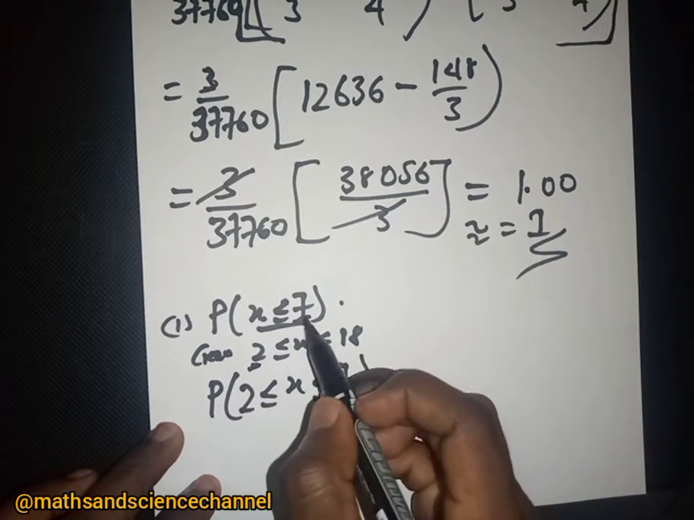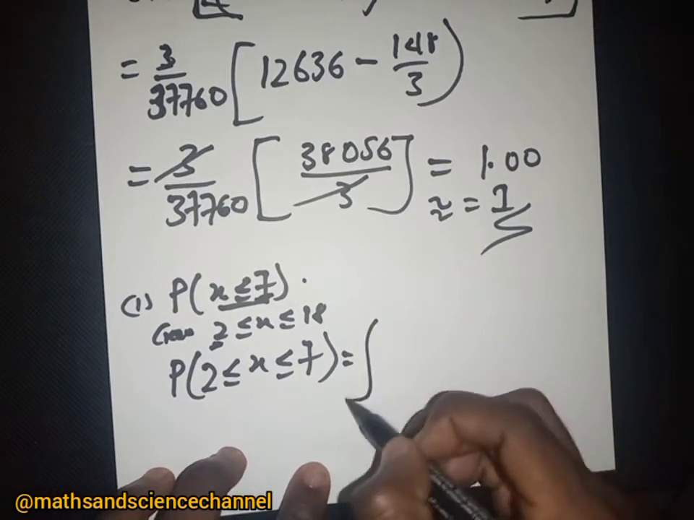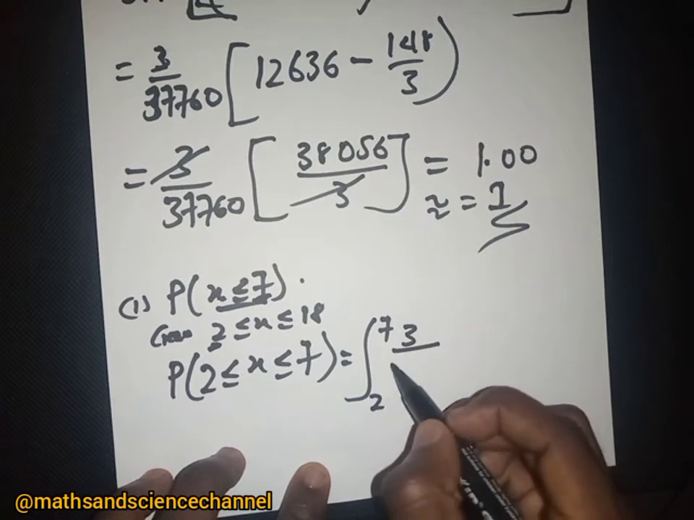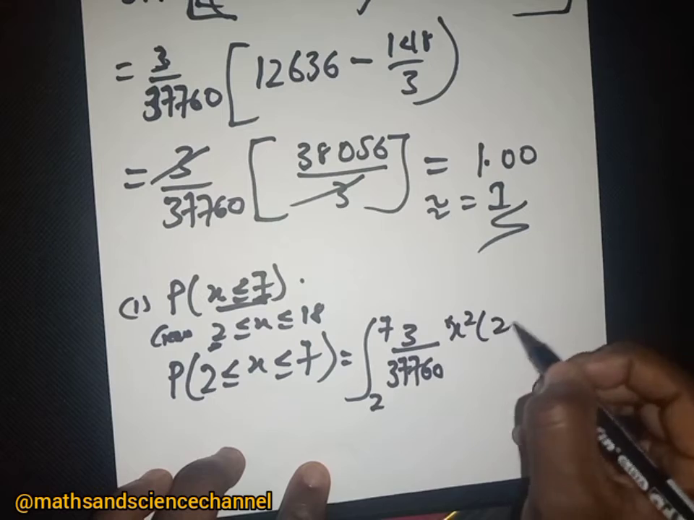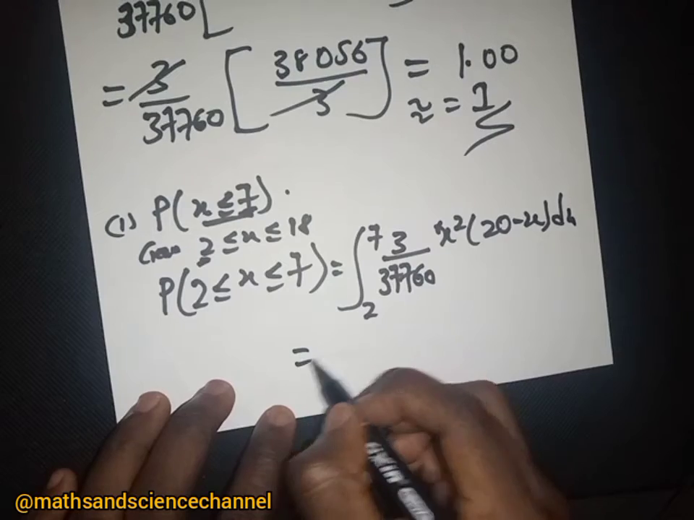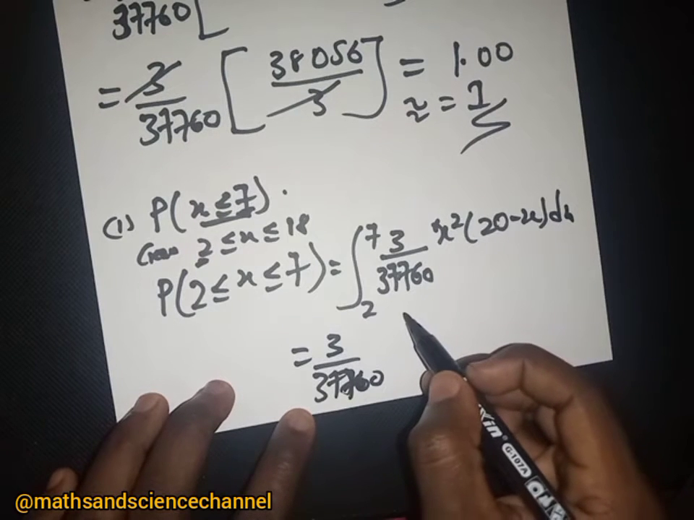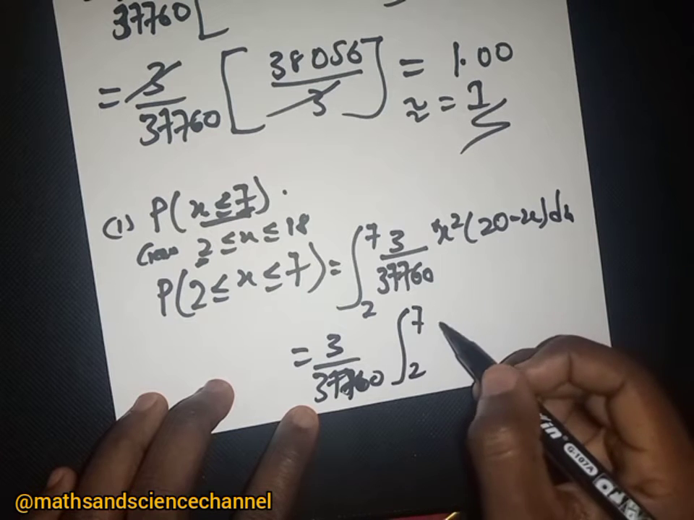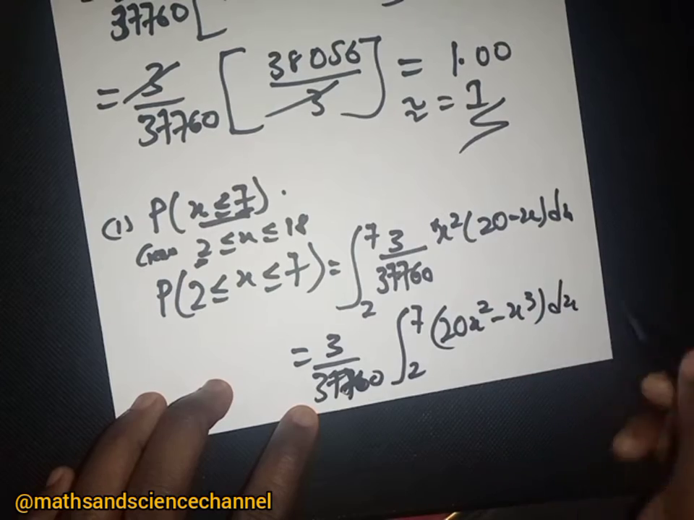So from 2 all the way to 7, that will be the range of values, and therefore if you are computing this, then we just have 7 here, and we have 2 here, so it's just going to be the function 3 divided by 37,760 here. Then we have x squared, bracket 20 minus x, dx. So over here we can bring this out, and we are just left with 7 here, 2 here. We just have 20x squared minus x cubed dx.